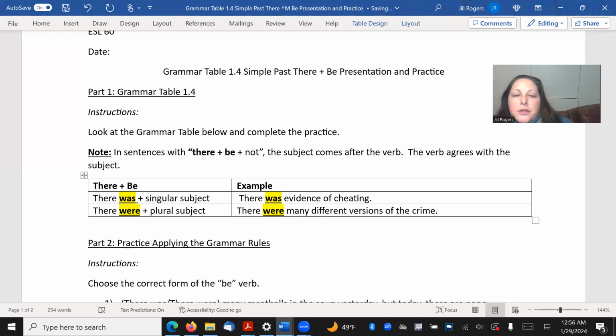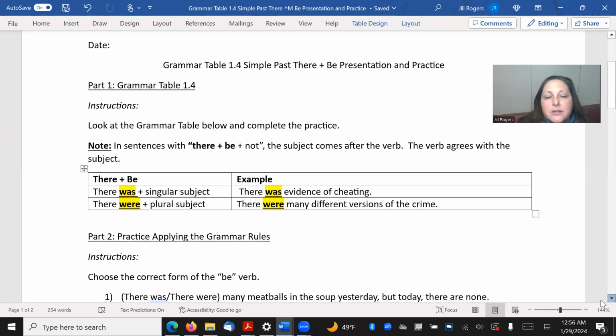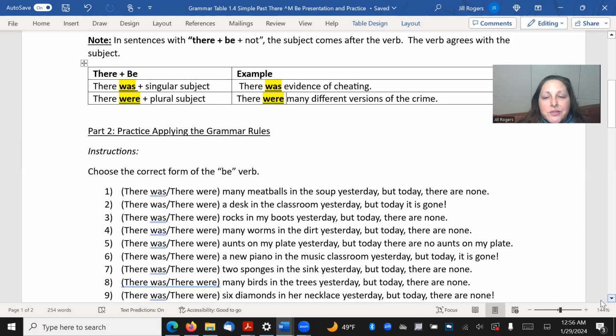So what we need to focus on is, if it's a singular subject, simple past with it is was. If it's a plural subject for the simple past of the be verb, it's were. So let's practice. As always, we'll do the first two together. You'll also notice that these are the same examples that we used before.